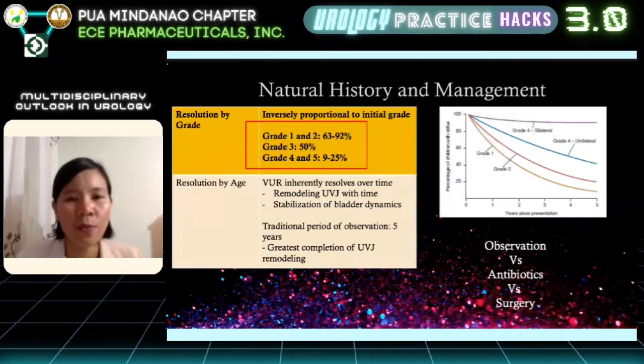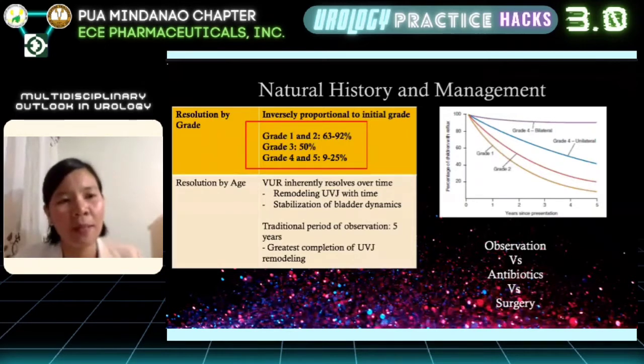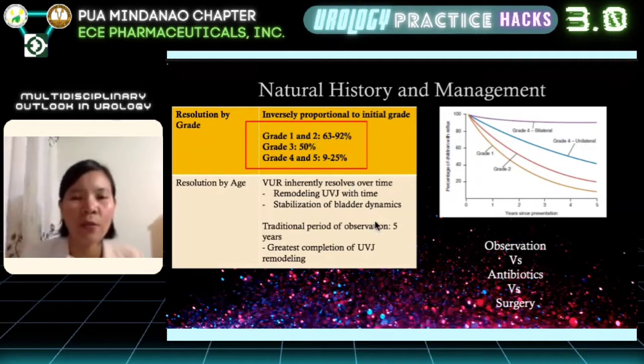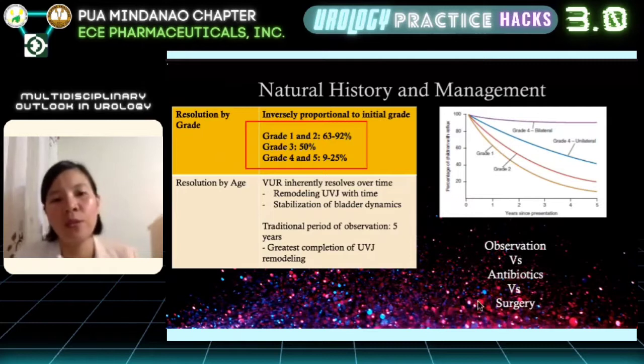So we know that vesicoureteral reflux has a tendency to resolve spontaneously, depending on the grade and the age of the patient. Most patients with low grade, grades 1 and 2, will have resolution as high as 80 to 90%, and about 30 to 50% in patients with vesicoureteral reflux of grades 3 and 5 within 4 to 5 years of age. That's why while waiting for it to resolve, we can offer antibiotics, observation, or surgery. And if there is an indication, we do the surgery.